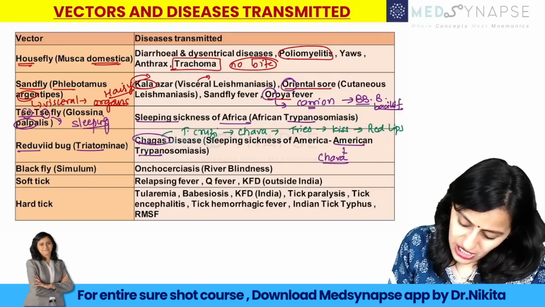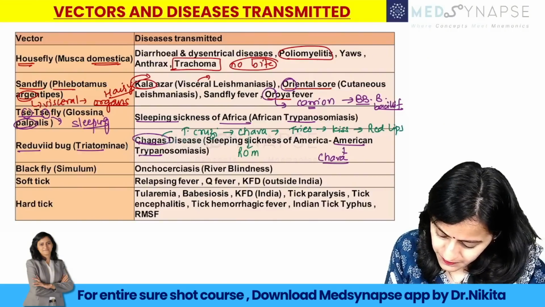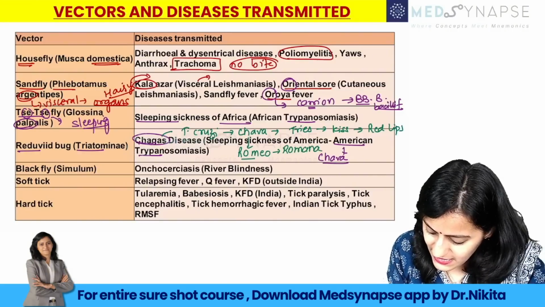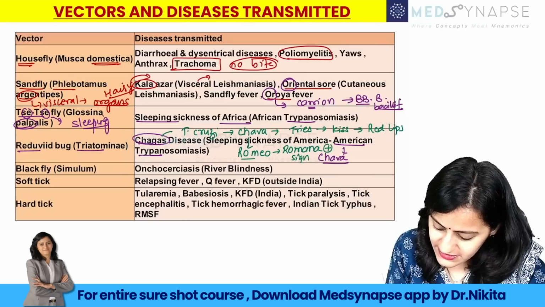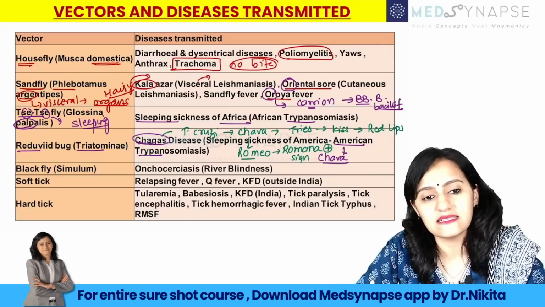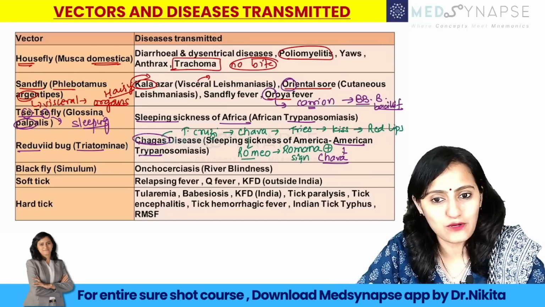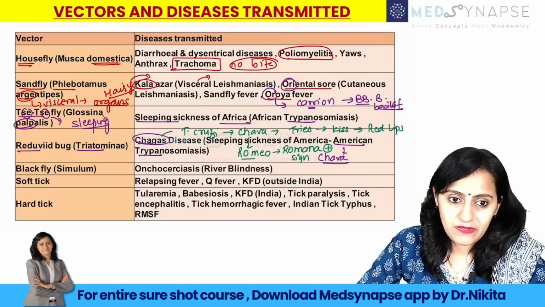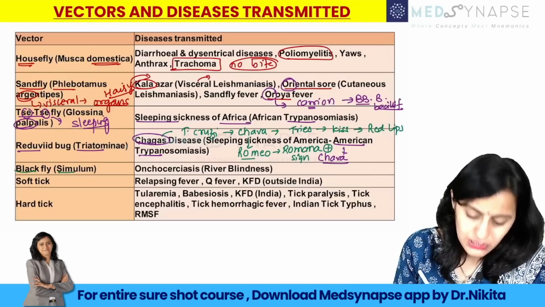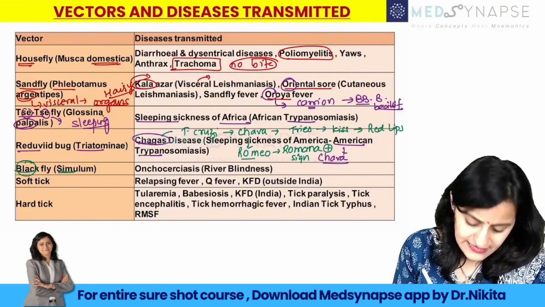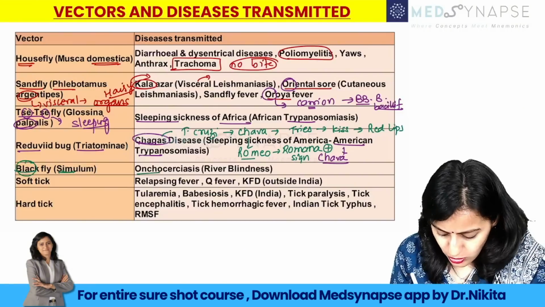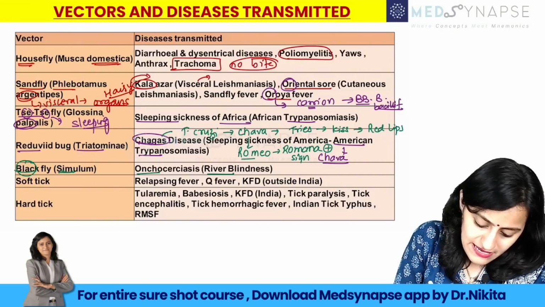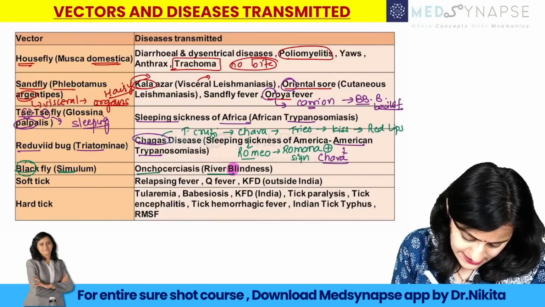And remember that chava also means a Romeo, a romantic person. So there is Romana sign which is seen in Chagas disease. Okay, Romana sign is seen in Chagas disease. Right, these are all the important points. Coming to black fly, Simulium. Okay, the black fly Simulium causes onchocerciasis or river blindness. So remember that river blindness is black.